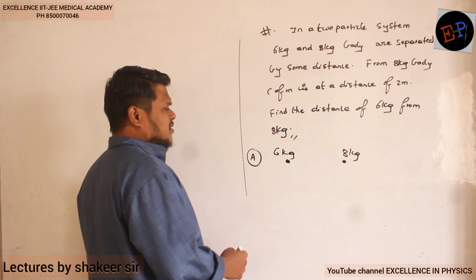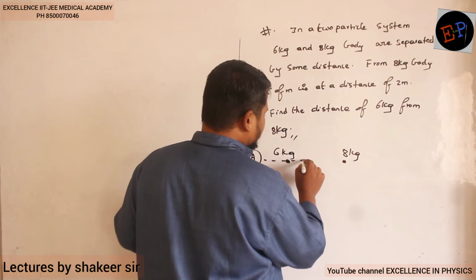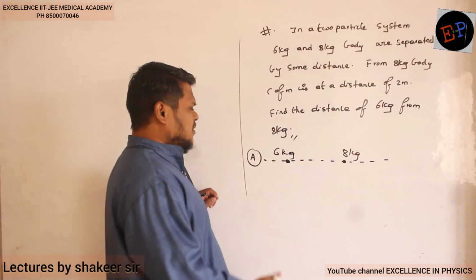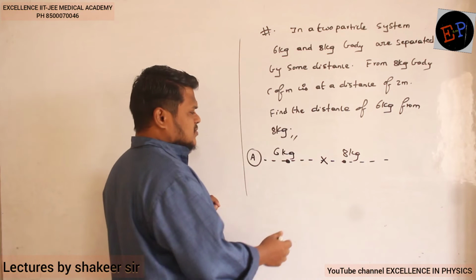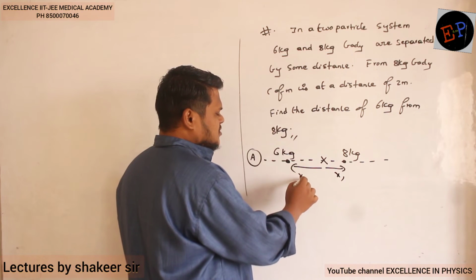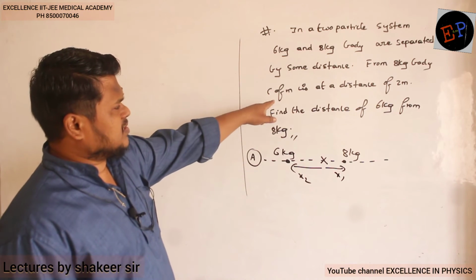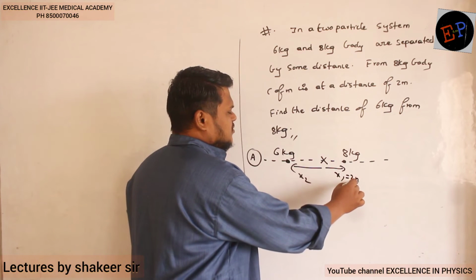So this is a two particle system. Where will the center of mass be? Center of mass will definitely be on the line joining these two masses, and definitely it will be closer to the heavier body, the 8 kg body. Let us consider this distance is x1 and this distance is x2. One distance is already given: from the 8 kg body, center of mass is at a distance of 2 meters. So x1 is equal to 2 meters.